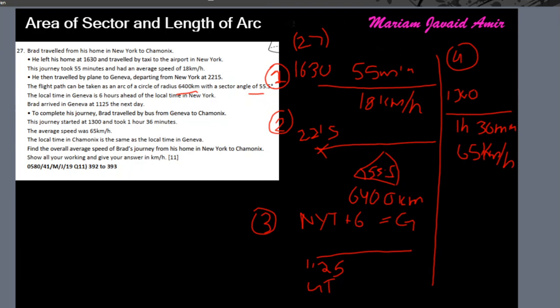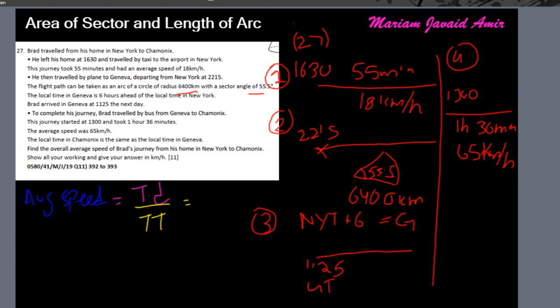Find the overall average speed of Brad's journey from his home in New York to Chamonix. Show all your workings. So average speed is total distance over total time. So we need both of these for the whole journey. Find the distance from the start till the end and find the total time from the start till the end. Divide them and you should get the answer. So let's start with the total distance.